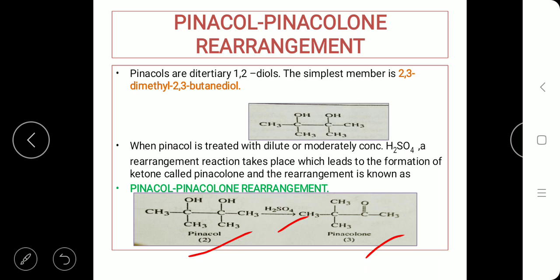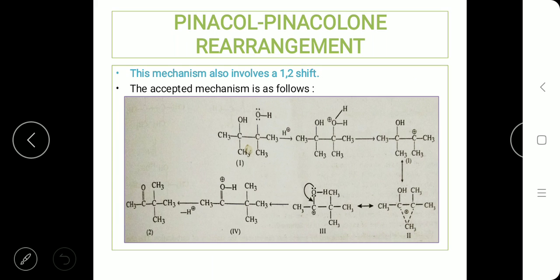This is also an example of a 1,2 migratory shift, that is either a 1,2 hydrogen or 1,2 alkyl shift. It is similar to the Wagner-Meerwein rearrangement, wherein both are alike, but the only difference is that in Wagner-Meerwein we have an alcohol to an olefin, but here it is an alcohol to a ketone, and here we are using a diol. This mechanism also involves a 1,2 shift.